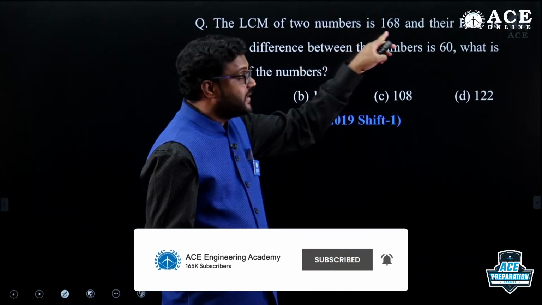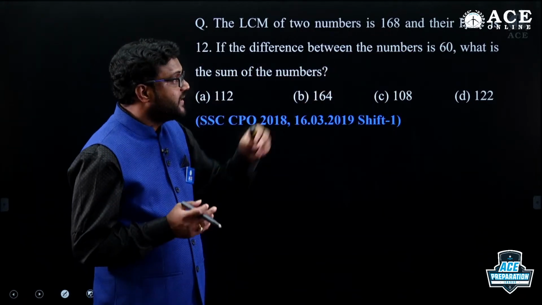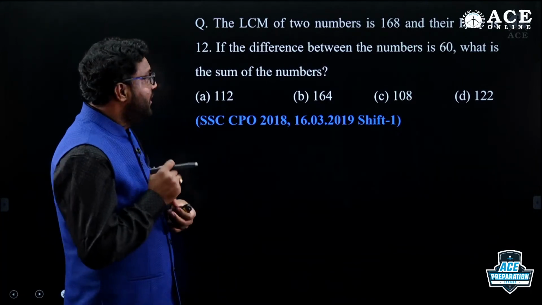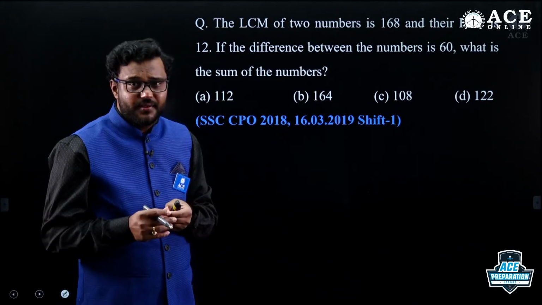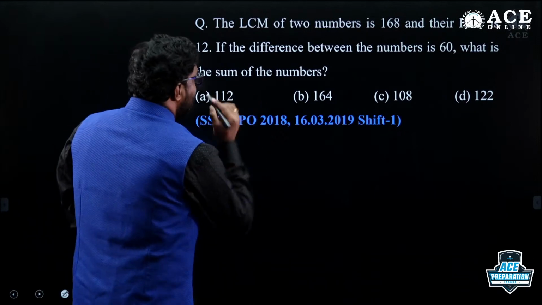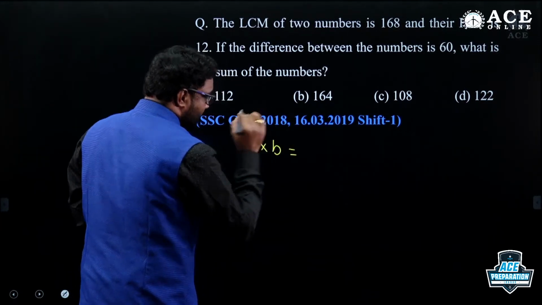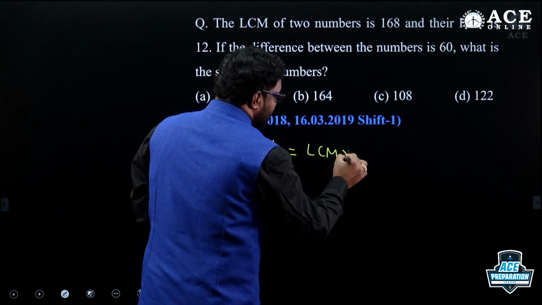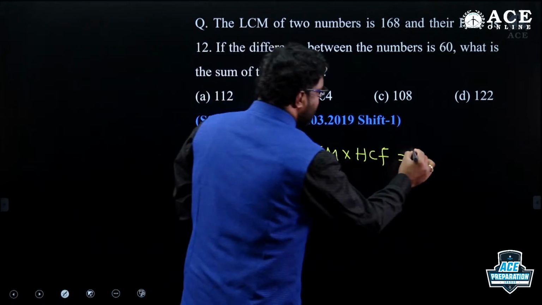LCM of two numbers is given, HCF is given, difference between the numbers is mentioned. What is the sum of the numbers? Listen, my dear friends. There are 2 to 3 methods to solve this question. We'll discuss 2 methods now. See, LCM is given, HCF is given. From that I can calculate the product of the numbers. A into B is nothing but LCM into HCF. We can say it's nothing but 168 into 12.